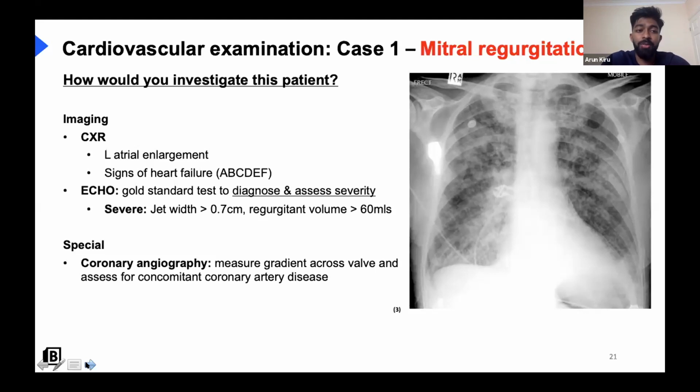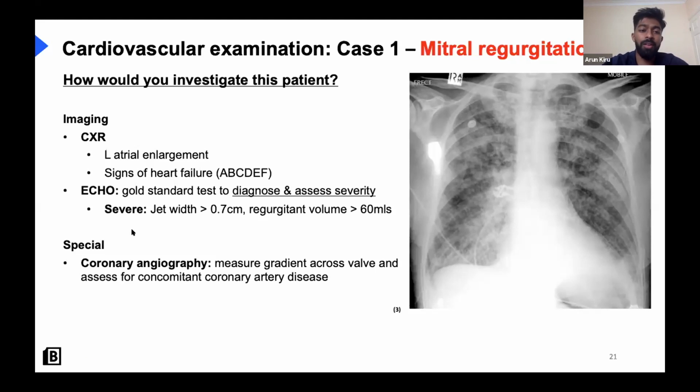And then an echo, which is your gold standard test with most of your cardiovascular cases. And you can say this is the gold standard imaging test. It would allow me to both diagnose and also assess how severe the mitral regurg is. And obviously that plays a role in potentially doing valve replacements.